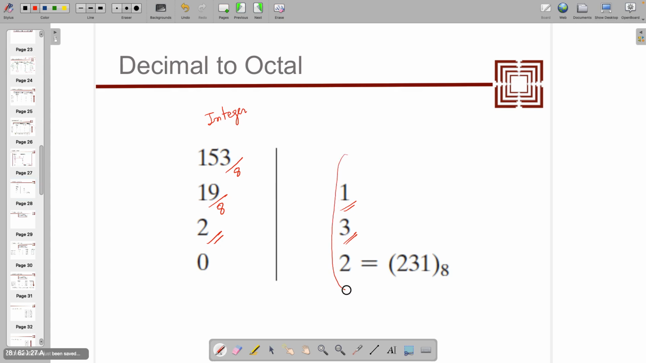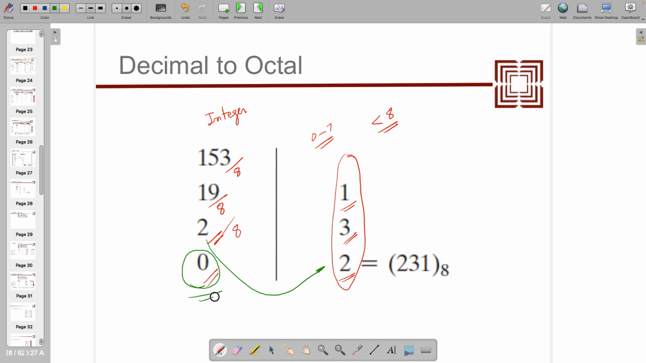Note that here the remainders are coming less than 8 in the case of octal, so they will be from 0 to 7, right? So that whole number you have to take. Because 2 divided by 8 is going to give you only a fraction, and that fraction is 2. The 2 comes directly from here to here, right? And there is no integer part. When the integer part becomes 0, you have to stop here and write the equivalent number from bottom to top.